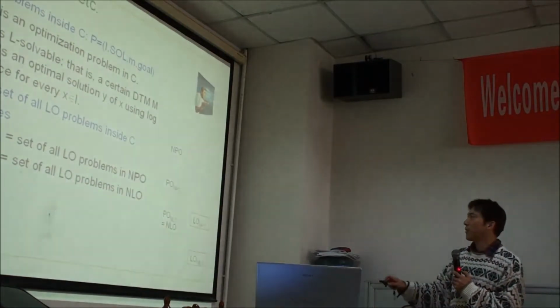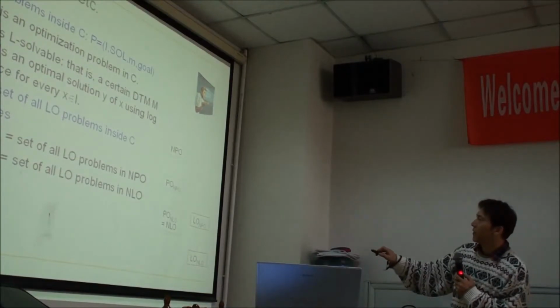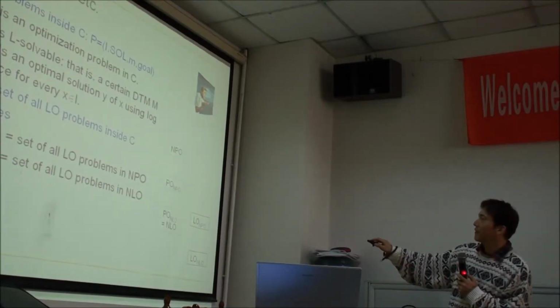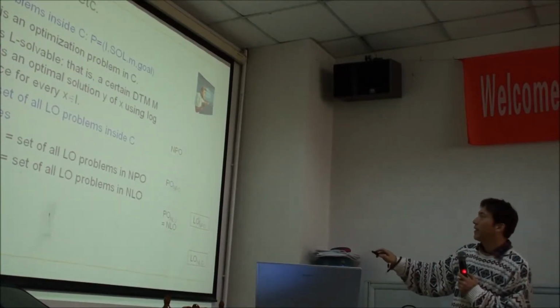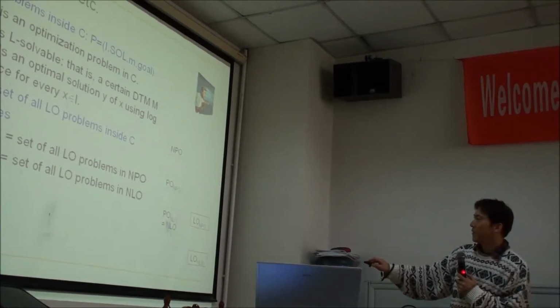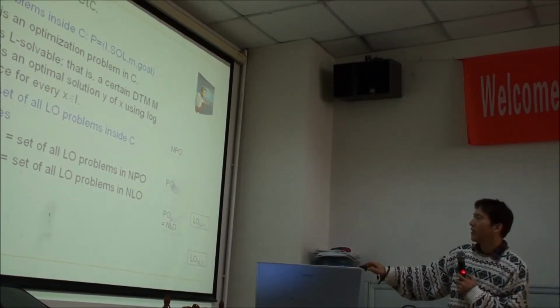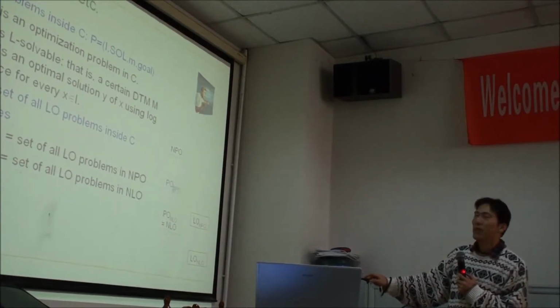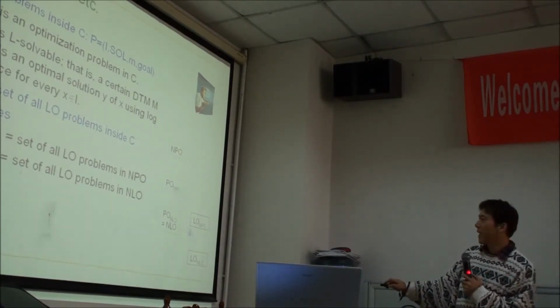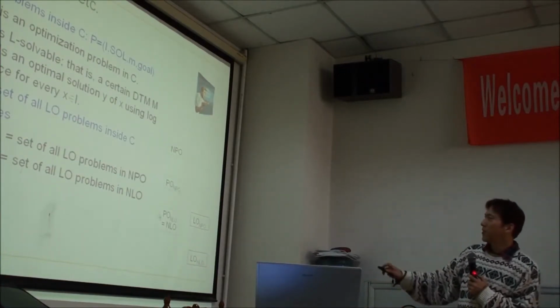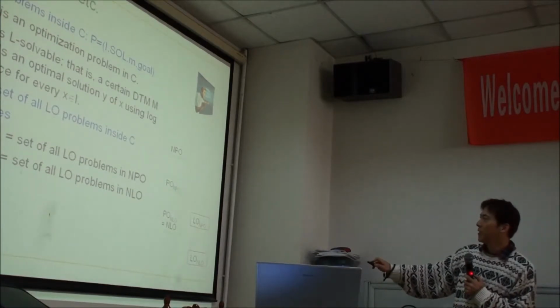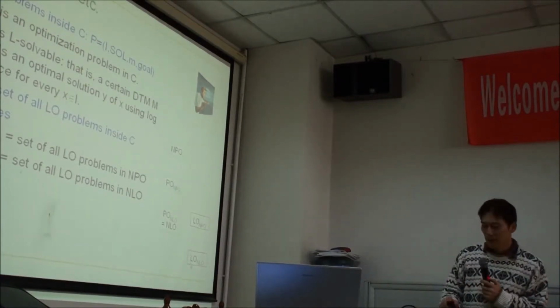The picture shows it, though it's a little bit hard to see the yellow lines. So NLO is here and NPO is here. NLO is actually a subset of PO. And we have LO, NLO, which is a subset of NPO. So the situation is pretty similar to the polynomial time level.